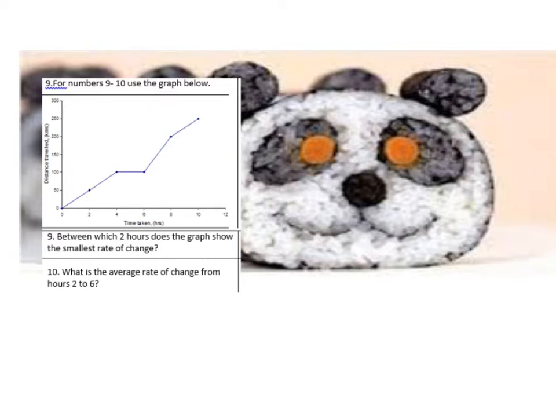And the way you could write that would be, you could say the smallest rate of change is between hours 4 and 6. Or, well, I guess in this case we'd have to say it like that, between 4 and 6 hours right here. If each part was labeled like we sometimes see, you could label it by parts, but it doesn't look like we can. Alright, next question says, what is the average rate of change from hours 2 to 6?